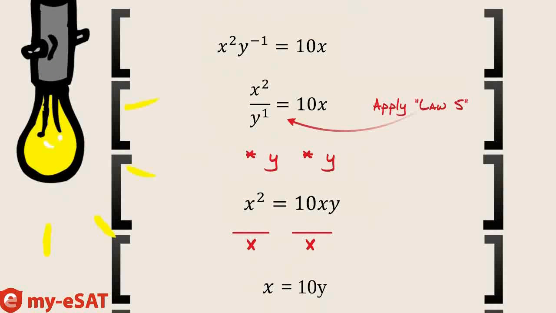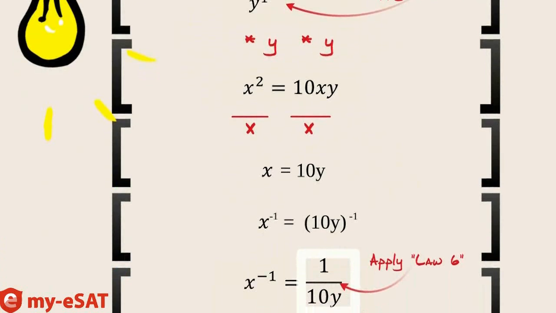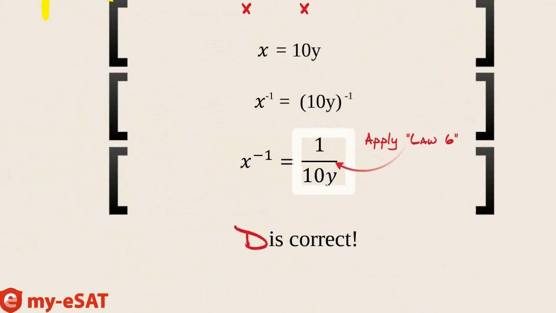Now you know what x is, but remember, you are trying to solve for x to the negative 1. Therefore, you should raise both sides to the negative first power. Then you can rewrite that as x to the negative first equals 1 over 10y. D is correct.